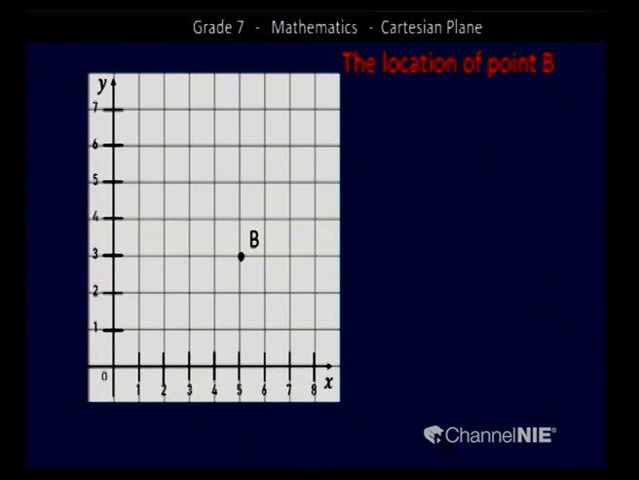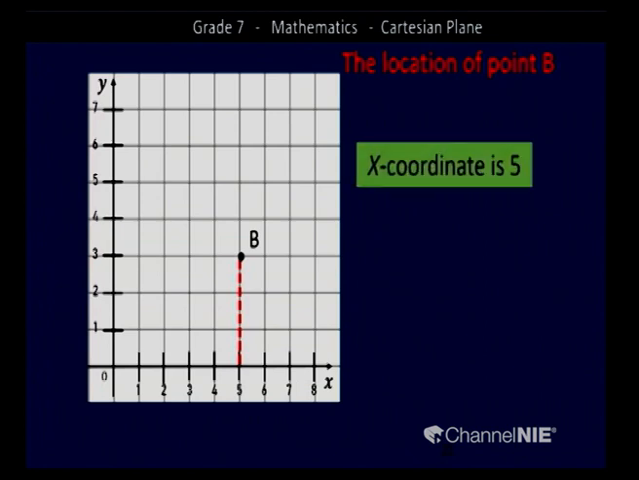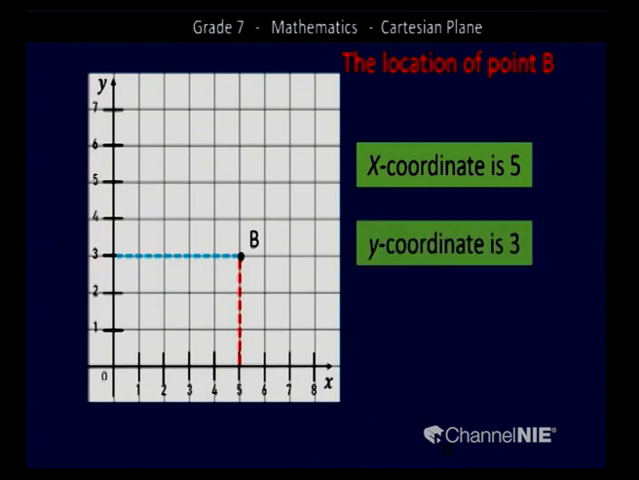See, first of all, I need to get the x coordinate. Therefore, I am going to draw a perpendicular from point B to the x axis, and you can see the perpendicular goes through plus 5. Therefore, the x coordinate is plus 5. Then I am going to find the y coordinate. So, I am going to draw a perpendicular from point B to the y axis. Then you can see the perpendicular goes through plus 3. Therefore, the y coordinate of point B is equal to plus 3.